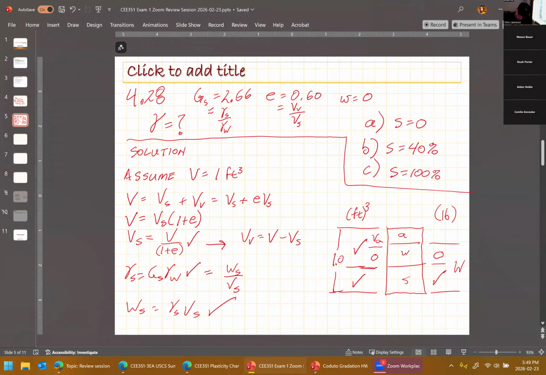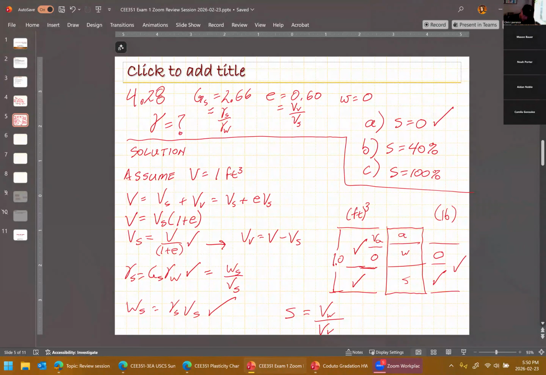And if there is no water, then the weight of solids and the total weight are the same. I now have all 8 quantities for S equals 0. All 8 quantities, right? And therefore, I can answer any question like S equals volume of water over volume of voids, right? Well, if S equals 0, then I've got all those 8 quantities.